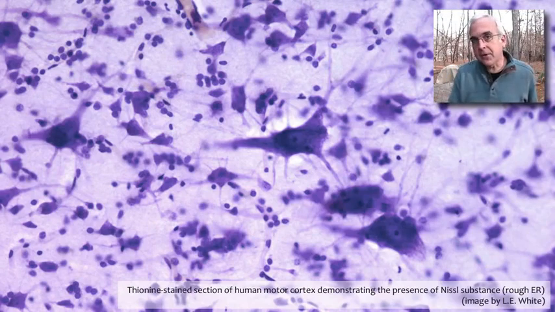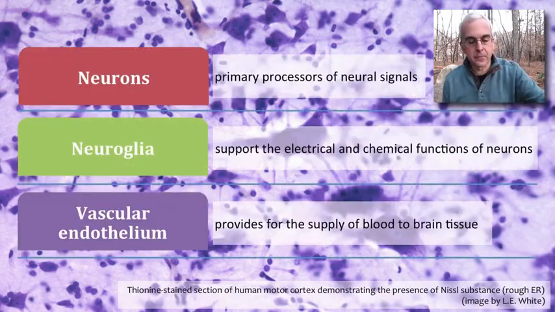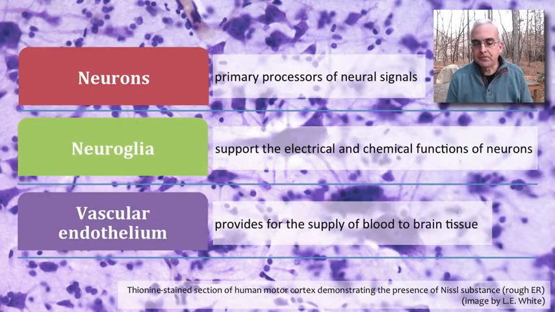So we're looking here and we can see a variety of different types of cells, and indeed the brain is a very complicated place, even from a histological perspective. There are a variety of types of cells here, and I think we can roughly categorize them into three types. There are neurons, which are the primary processors of neural signals, and as I mentioned, we're going to spend a lot of time together thinking about neurons.